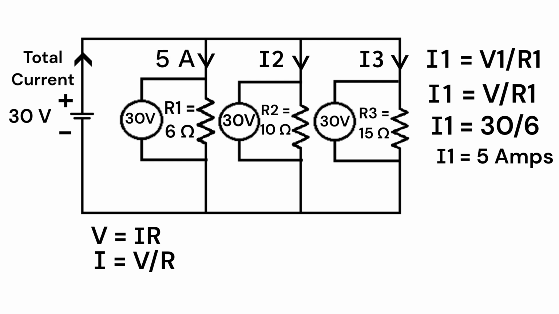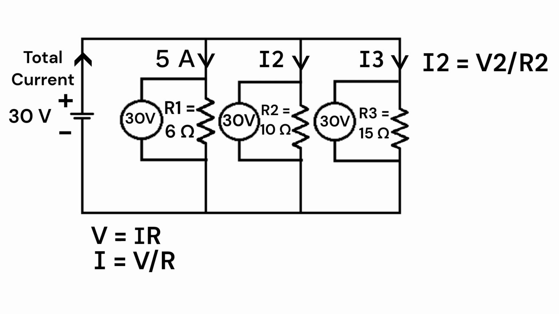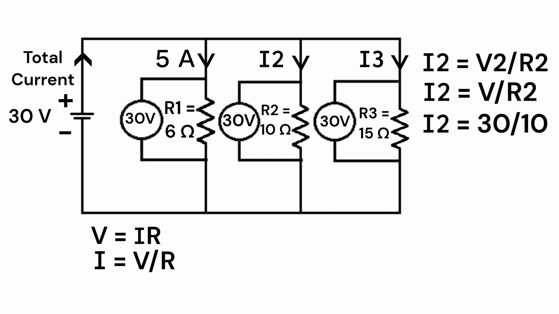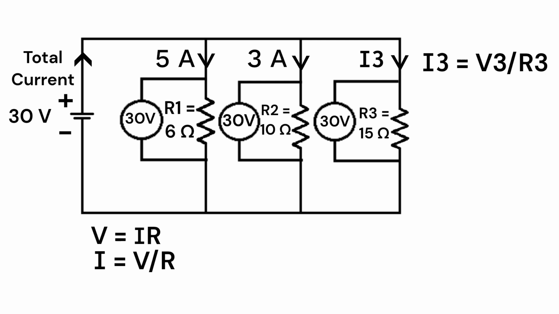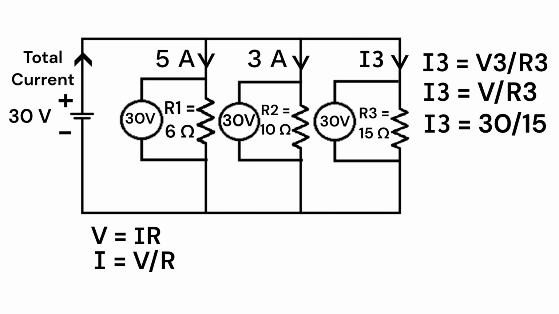Current at resistance R2 is I2 is equal to V2 by R2. Again, voltage is the same anywhere in the circuit. So I2 is equal to V by R2, which is 30 by 10. Then I2 is 3 amperes. And current at resistance R3 is I3 is equal to V3 by R3. Again, voltage is the same everywhere in the circuit. So I3 is equal to V by R3. I3 is equal to 30 by 15, which is 2 amperes.